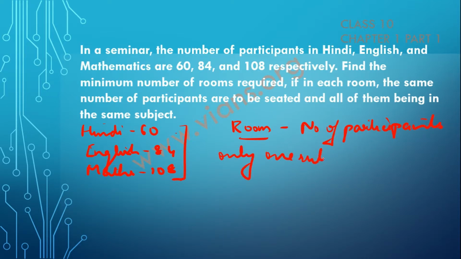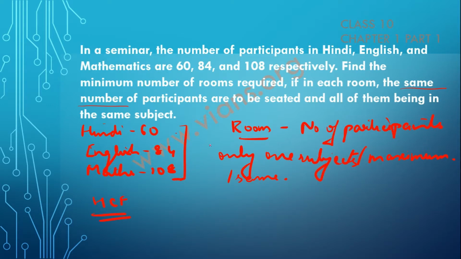And the number of rooms required should be minimum, which means that the number of participants in each room has to be maximum. They have to be the same as well. So you're asking for same, you're asking for maximum, and you're asking that participants in each subject be seated separately, which is nothing but your HCF, highest common factor.